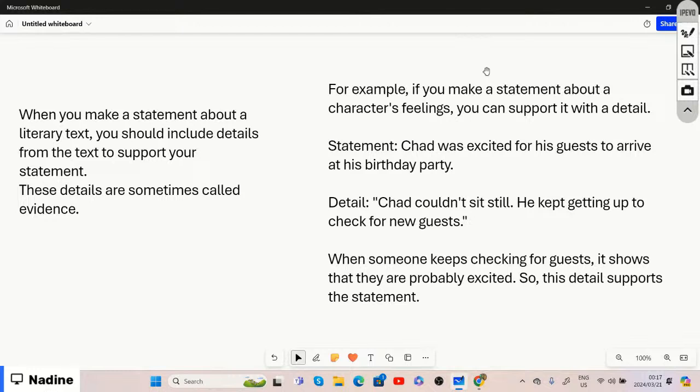All right. So basically, we need details to support what we are saying, and that is called evidence. So now, for example, if you make a statement about a character's feelings, then you can support it with a detail. So if we make a statement that says Chad was excited for his guests to arrive at his birthday party, right?